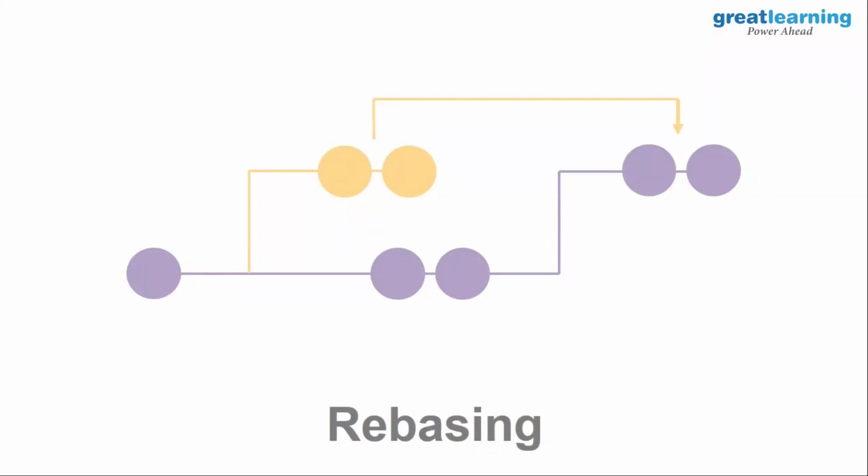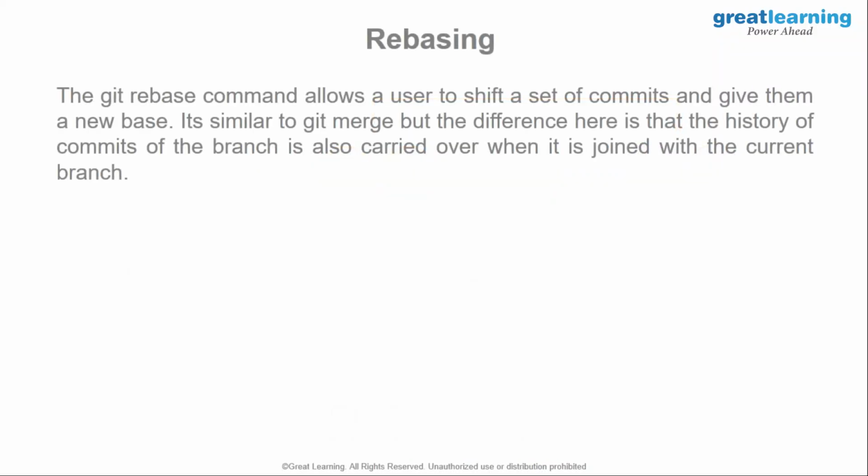Now let's move to the next topic. It's called rebasing. So rebasing is very similar to merge. Now git rebase basically allows a user to shift a set of commits and give them a new base. It is similar to git merge, but the difference here is that the history of commits of the branch is also carried over when it is joined with the current branch.